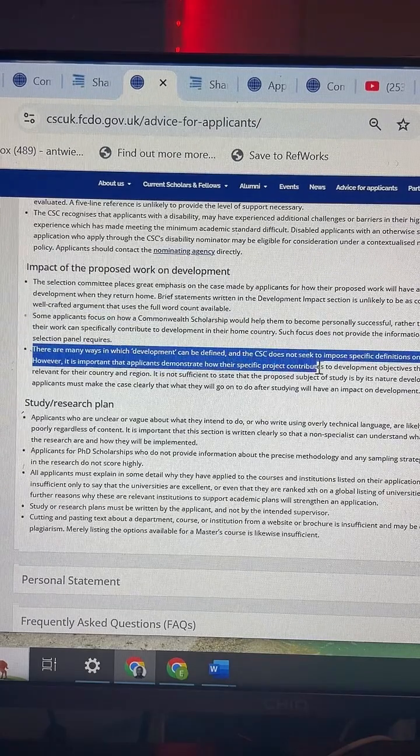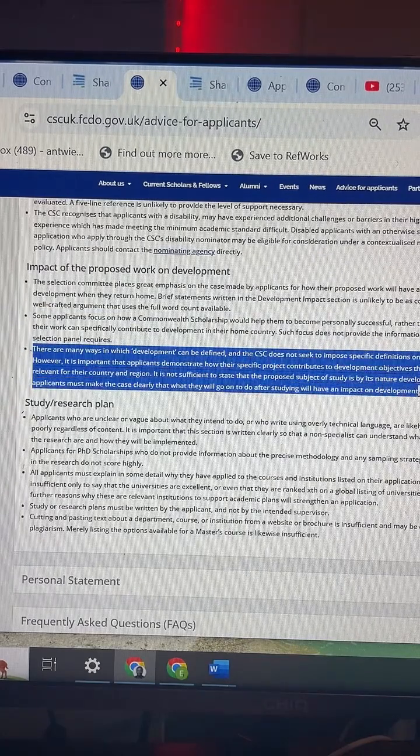And then there are many ways in which development can be defined. And the Commonwealth Shared Scholarship does not seek to impose a specific definition on applicants. However, it is important that applicants demonstrate how specific projects contribute to the development objectives.